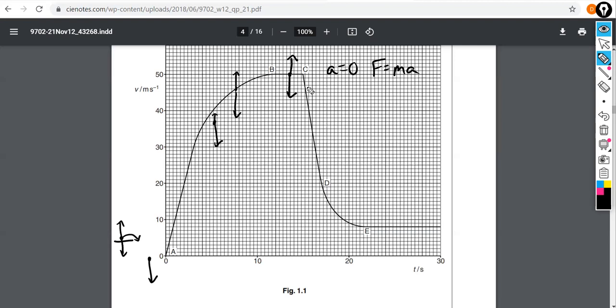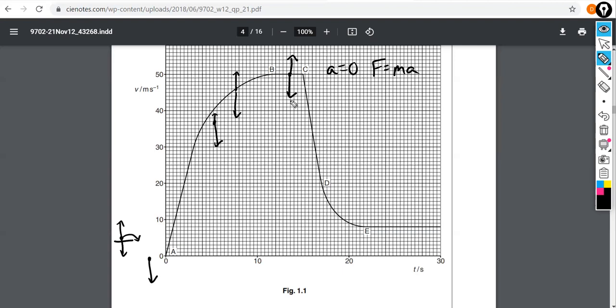What do you think causes this decrease in velocity then? What happens at point C? Here's the clue: the parachutist. Yeah, parachutist, right? It's not a skydiver, it's a parachutist. They deploy a parachute at C. What does a parachute do?